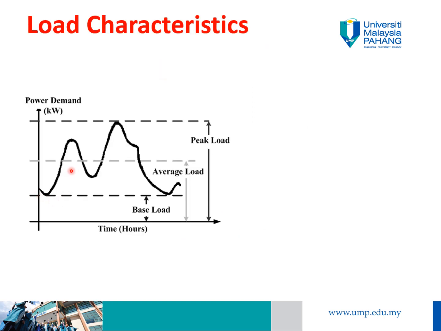So today we are going to learn about load characteristics from chapter 1, Basic Electrical Power System. The load varies from time to time. We can obtain the load profiles by plotting the power demand in watt, kilowatt or megawatt against time in hours. When we plot for 24 hours of a day, it is called the daily load curve. If the time considered is 1 year, it is called the annual load curve.